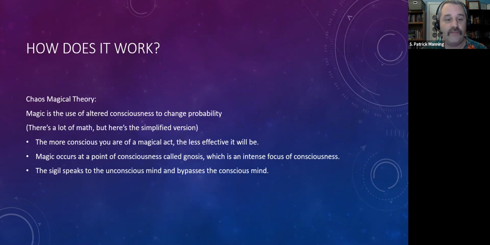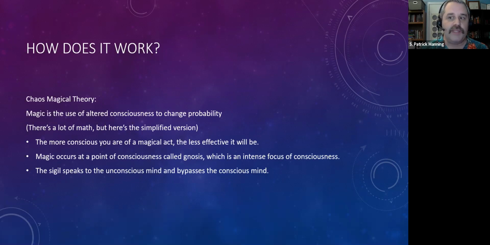And then you have what chaos magicians refer to as gnosis, which is kind of a focus of consciousness. How intensely is your consciousness narrowed in the moment on what you're doing? And that's that shift in consciousness that kind of fires stuff off.